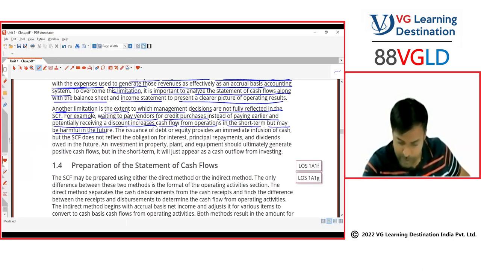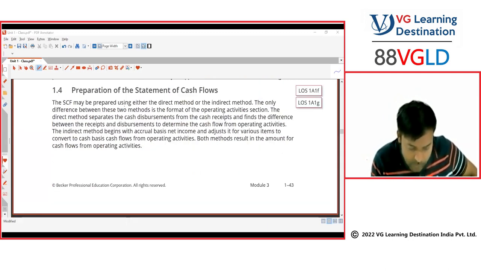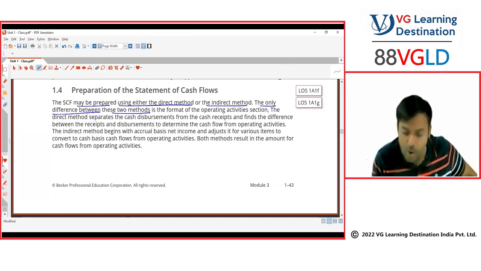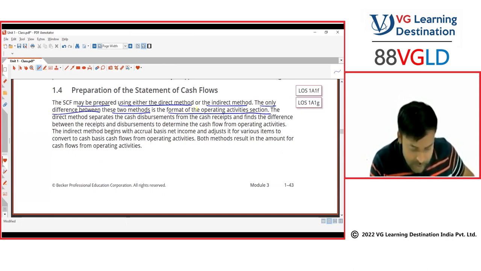Preparation of the statement of the cash flows, everyone. The statement of the cash flow may be prepared using the direct method or the indirect method. The only difference between these two methods is the format of the operating section. No change otherwise. It is just the format and only the OA, nothing else. The direct method separates the cash disbursement and the cash receipt. We are going to find out the difference in that case.